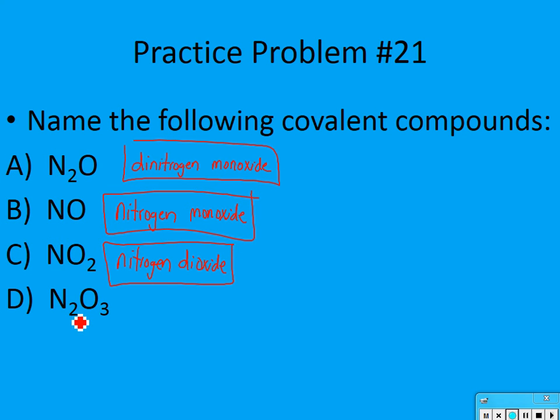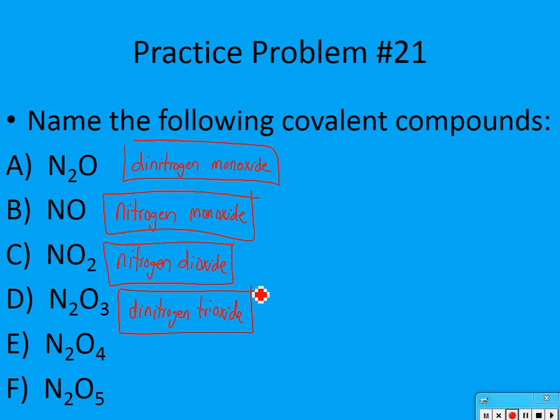How many nitrogens do we have? 2. So what's the prefix? Di. Do we use it with the first one? Yes. Yeah, the only one that you don't use is mono, right? So we do have to use di. So dinitrogen. Okay. Good. 3 oxygens here. 3 is tri. Dinitrogen trioxide would be your answer. Okay, take a second, guys, and try E and F on your own.